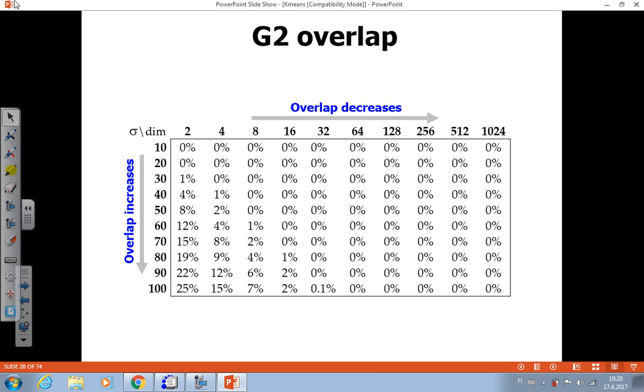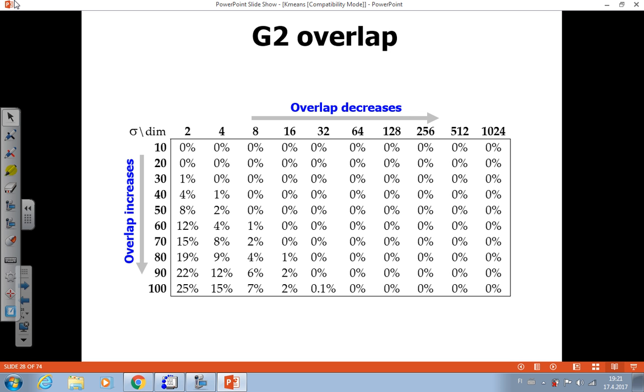Okay, with G2 datasets, I will have a couple of this kind of slides where the overlap decreases from column to column when we move to the right, and then the dimensionality increases when we move to the columns to the right, and then the standard deviation of the Gaussian distributions increases when we move down the rows.